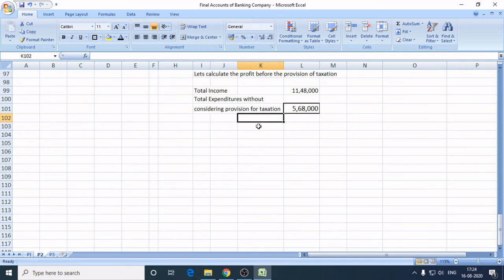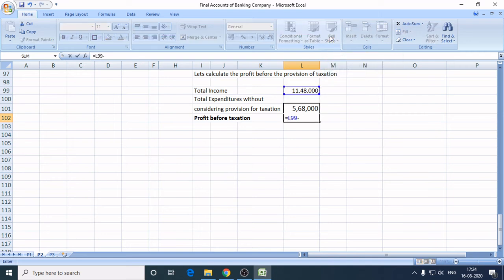So profit before taxation. Now let's calculate the profit before taxation. For that, we simply have to deduct the total expenditures from the total income, and the profit before taxation is now 5,80,000. Now of this figure 5,80,000, we have to provide 40% for taxation.